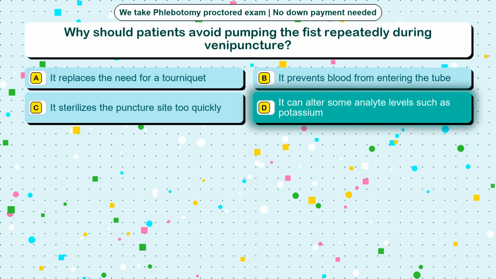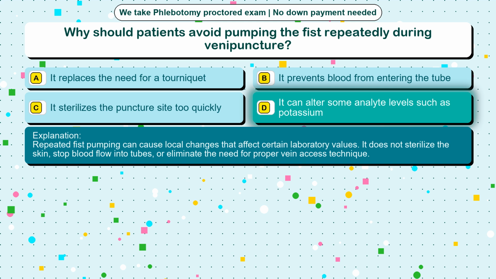The correct answer is option D, it can alter some analyte levels such as potassium. Repeated fist pumping can cause local changes that affect certain laboratory values. It does not sterilize the skin, stop blood flow into tubes, or eliminate the need for proper vein access technique.